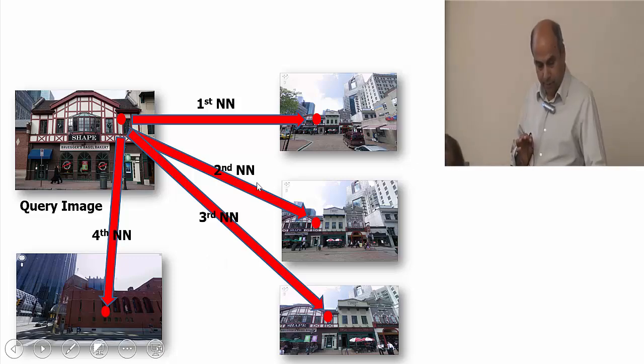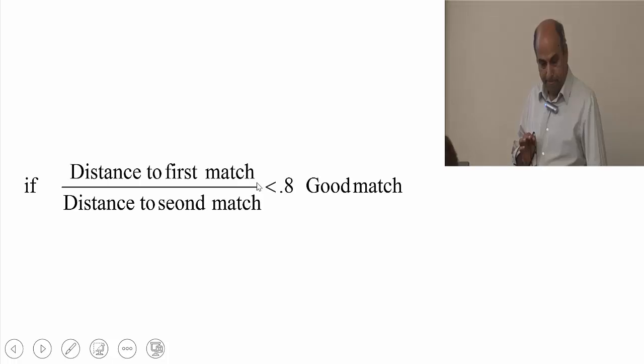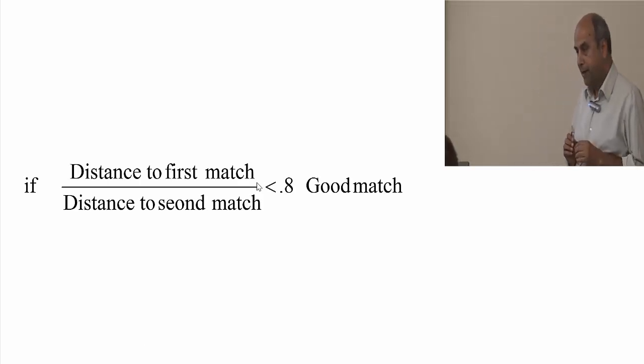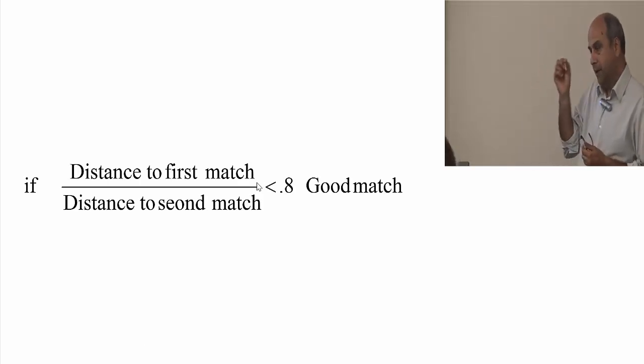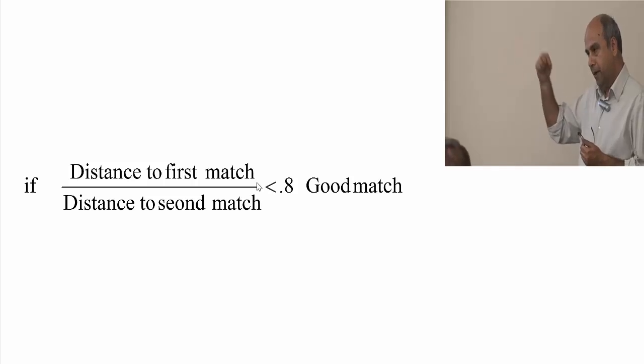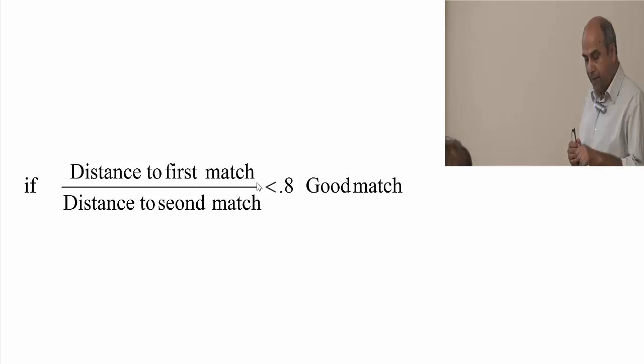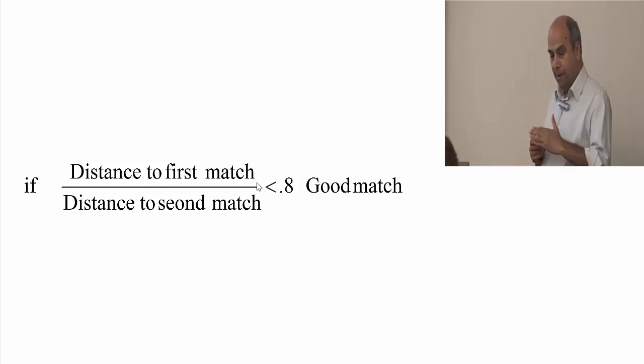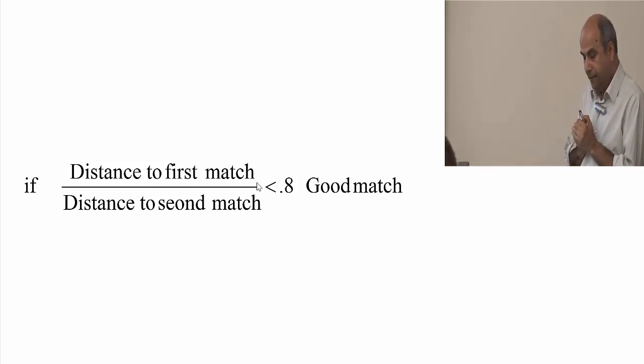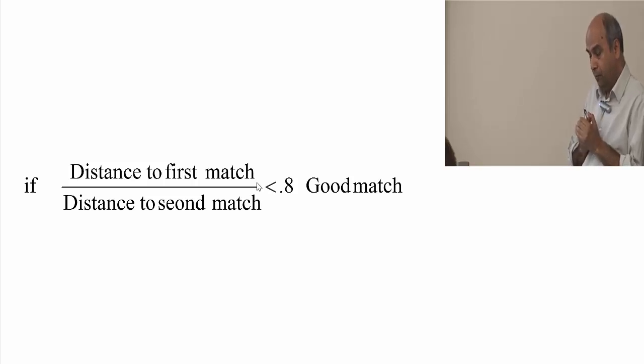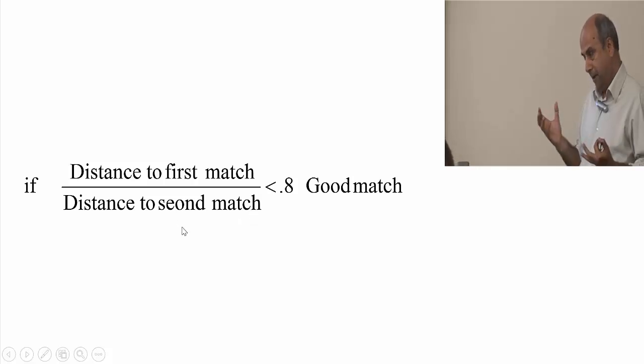So what we are going to do is find a distance, which is the Euclidean distance from the input descriptor to the best match, which is a 128-dimensional feature vector, computed element by element. Then we'll find the distance to the second match and look at the ratio. If it's less than 0.8, it means the distance to the first match is less than 0.8 times the distance to the second match.